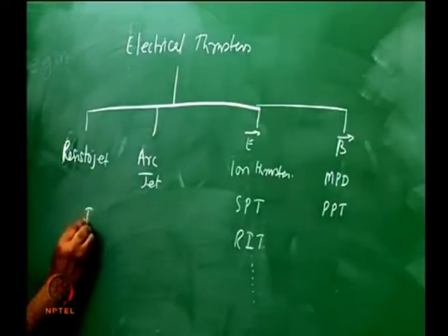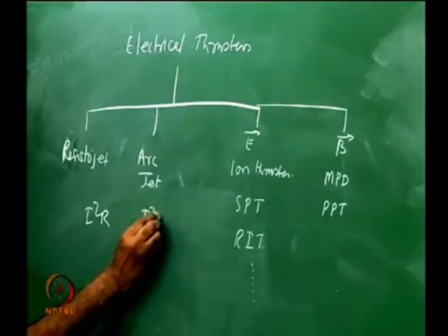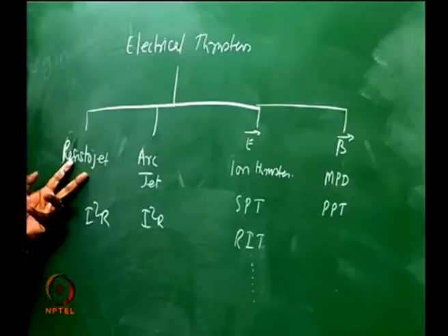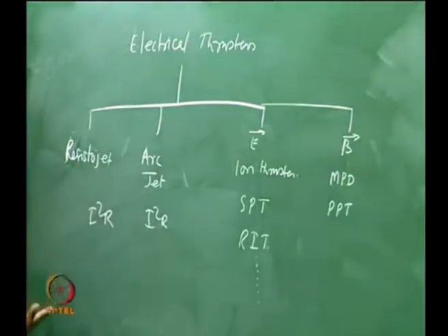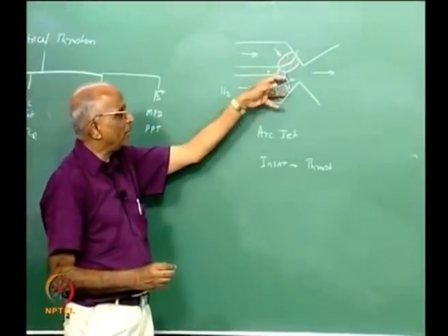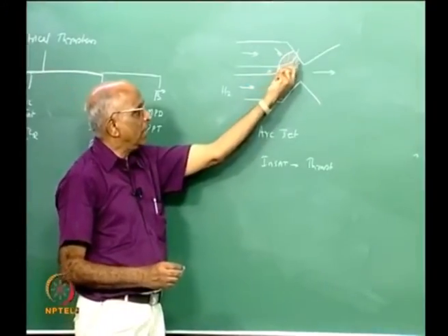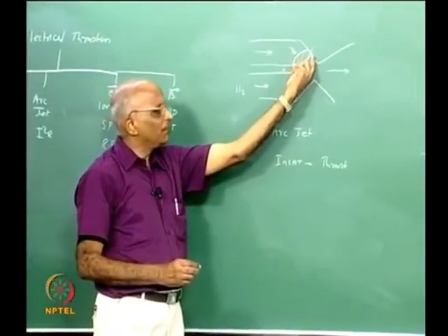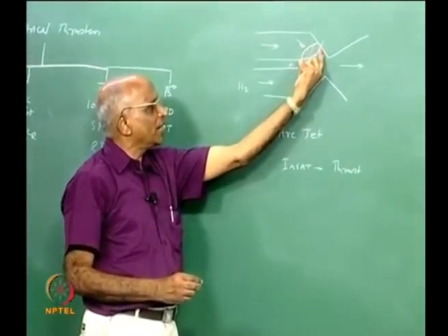In this case it is I square R, which is the heat source. In this arc jet again it is I square R. Though the resistojet is easy to visualize, arc jet is a little more complicated. How do you get the arc going? Maybe the thruster operates in vacuum. In vacuum I have a gap D between the electrode and the neutral over here, and therefore what is going to happen to me? When it is vacuum, I cannot strike an arc.